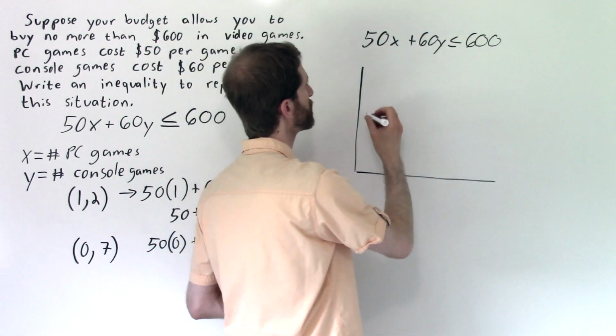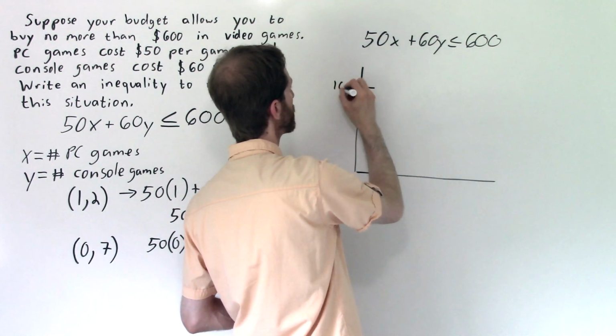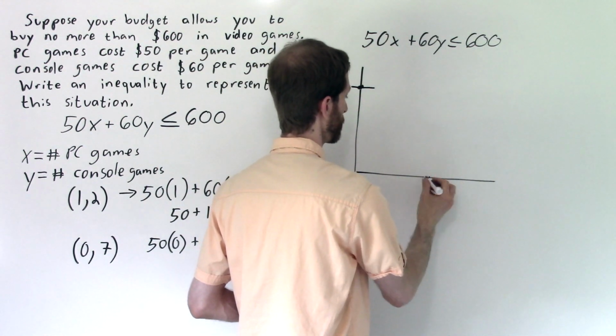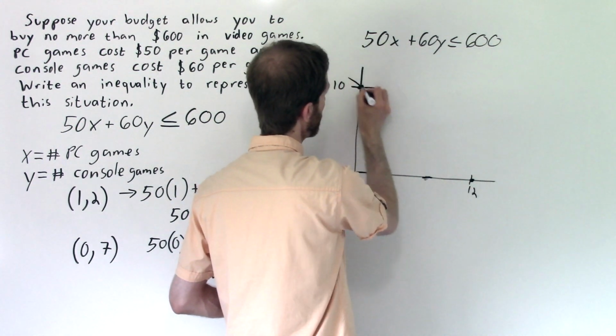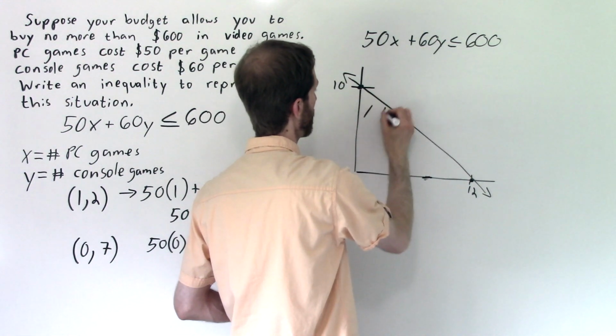So the graph is going to roughly look something like this. I know that I'm going to have a y-intercept at 10, and an x-intercept at 12. And I'll discuss why I know that in a second. And then I just need to connect the 2 points. And I'm going to shade below that line.